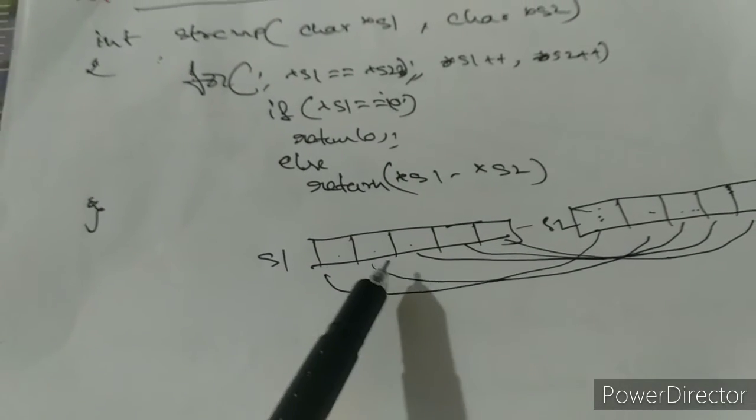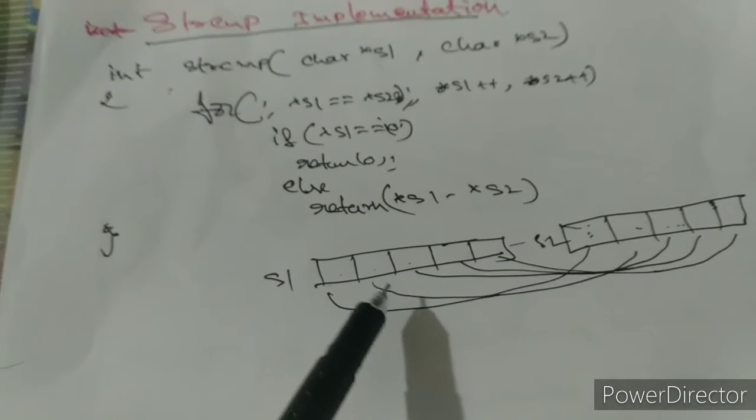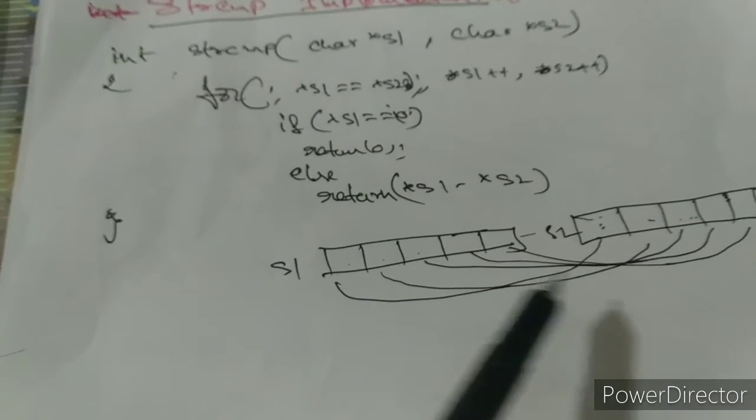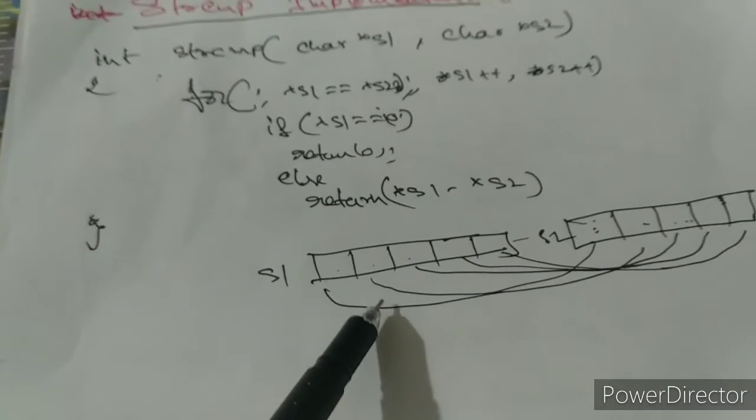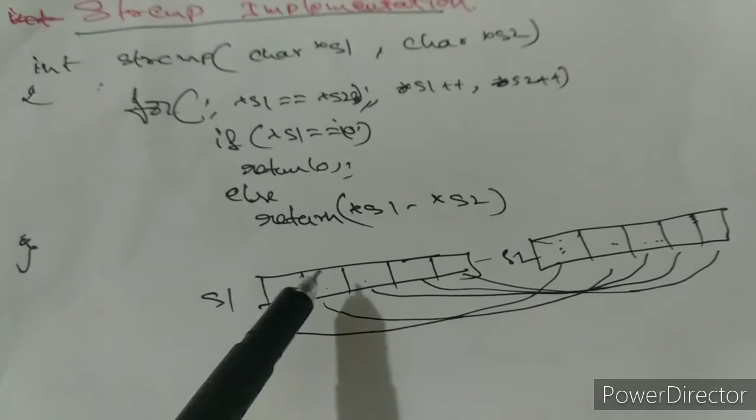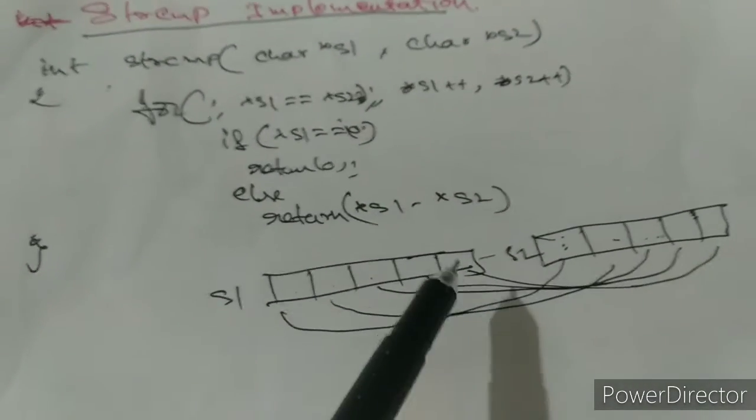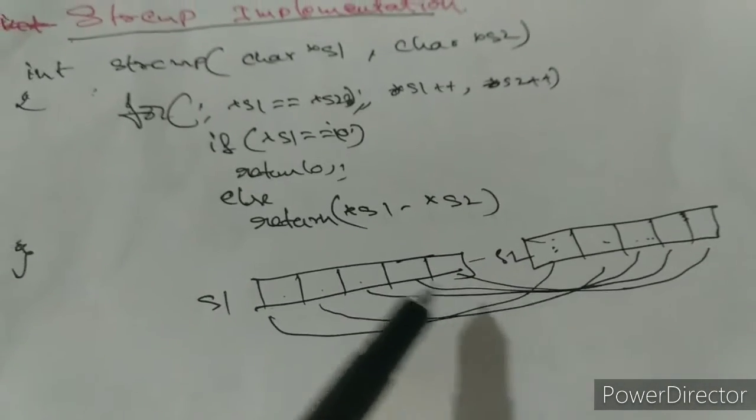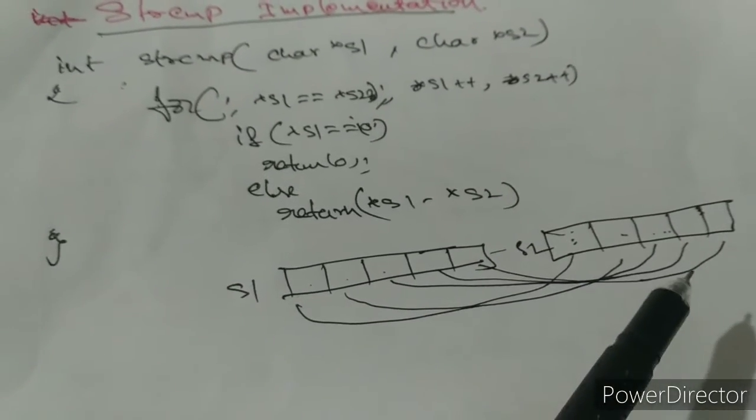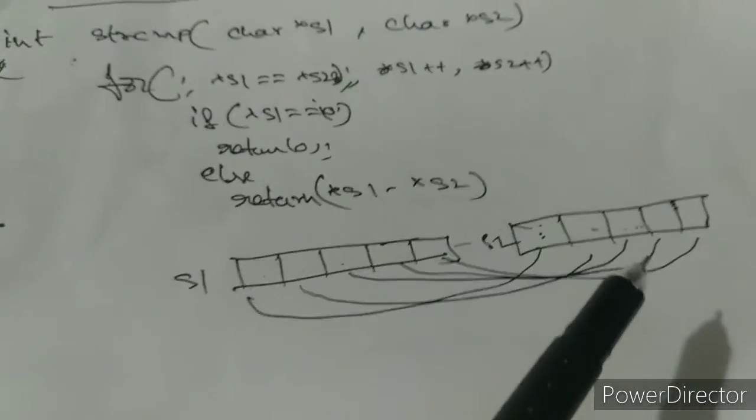I compare the second position. If both are equal, then move to the next. If both are not equal, it will return that they are not equal. Like this, it compares all the indices until the null character. If all indices are the same, it will return 0, otherwise it will return the difference.